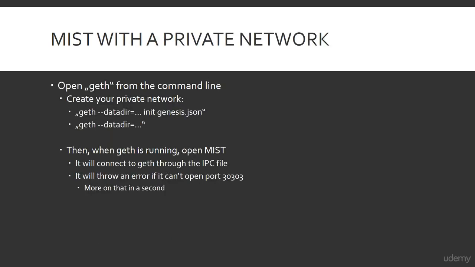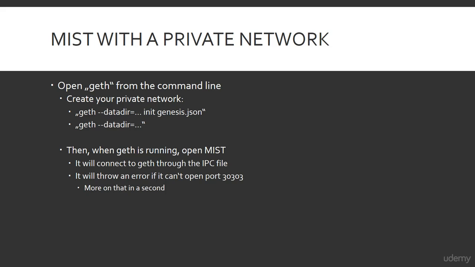This is how you start Mist with a private network. First, you have to open Geth from the command line. Create your private network like I've shown you in the previous lectures. First, you create a private network with geth --datadir, and you give it a directory, and init with the genesis file. Then you start Geth with this directory that you just initialized.